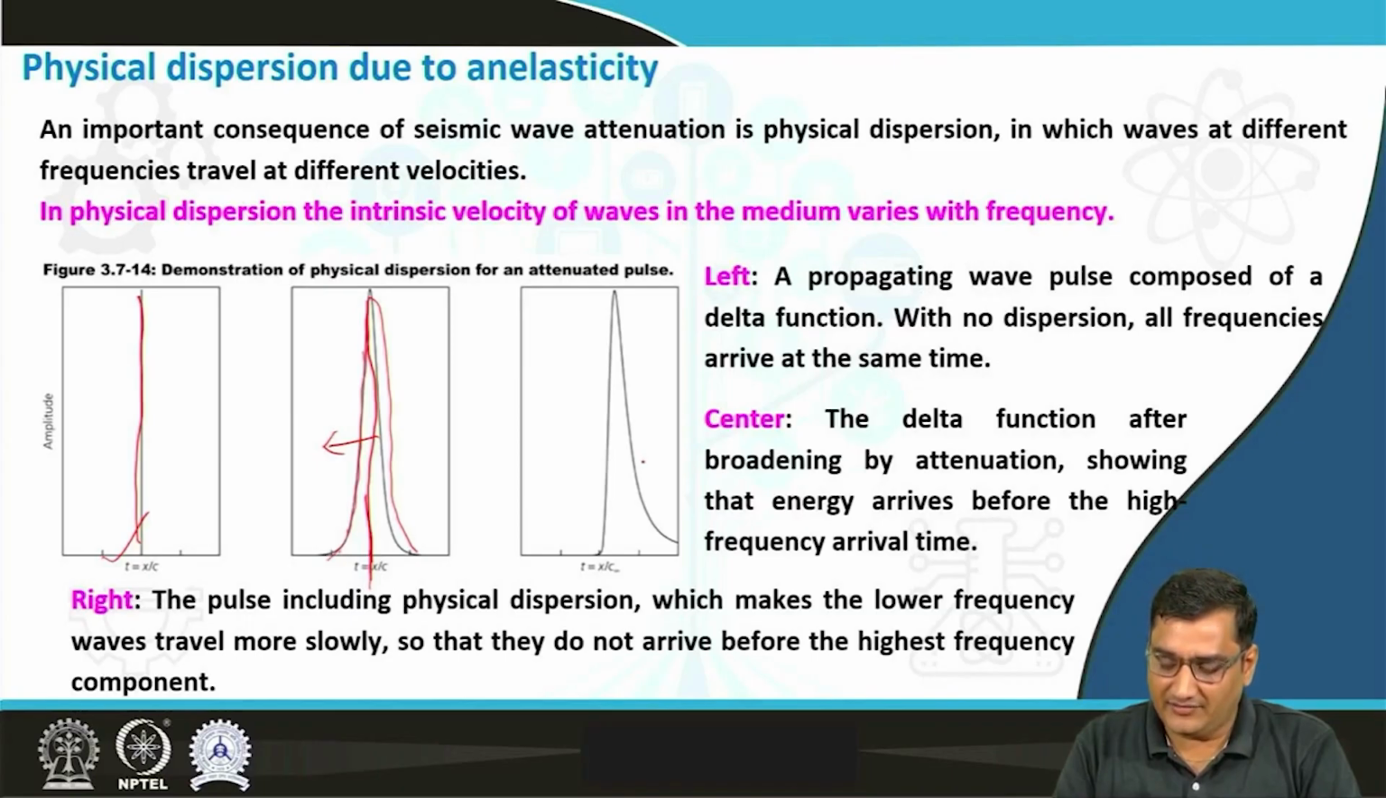And if you look at the rightmost figure, the pulse is including the physical dispersion, which makes the lower frequency waves travel more slowly, so that the frequencies that were arriving earlier than the arrival time will now not arrive before the highest frequency component.